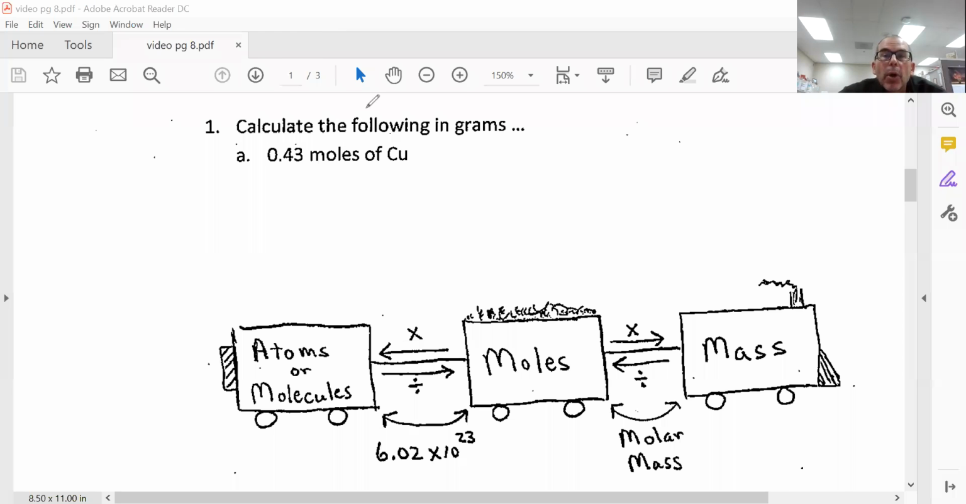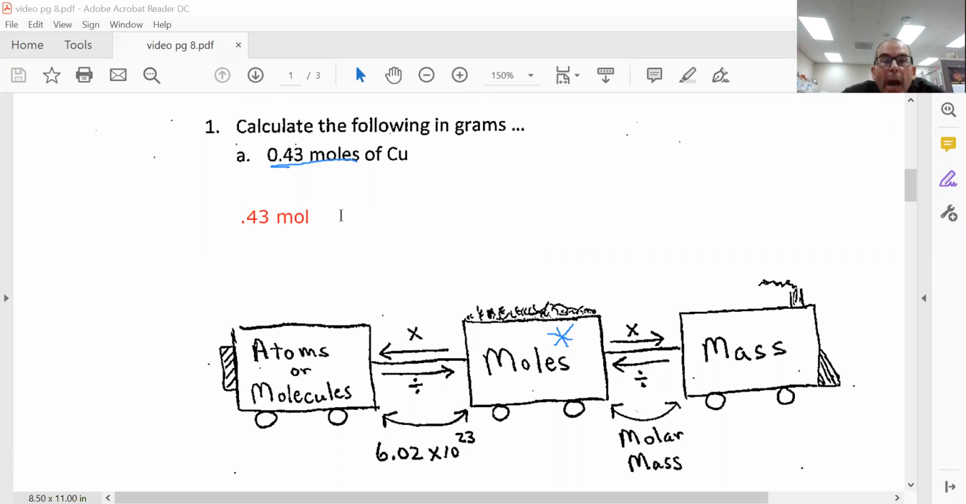So 0.43 moles is what I know. That's where I'm starting. That's my moles, my starting point, what I'm given. I could even come over and write this here, 0.43 mol. So that's my starting point.